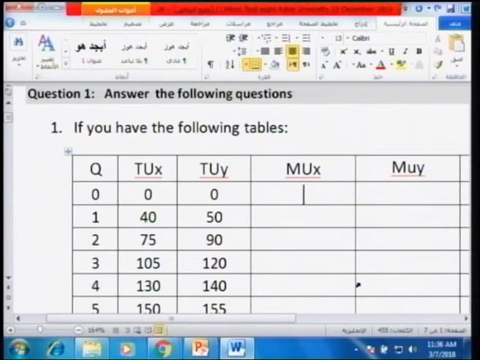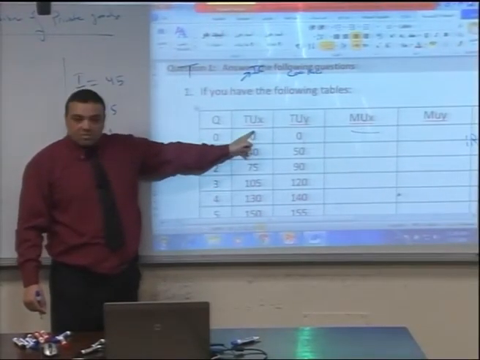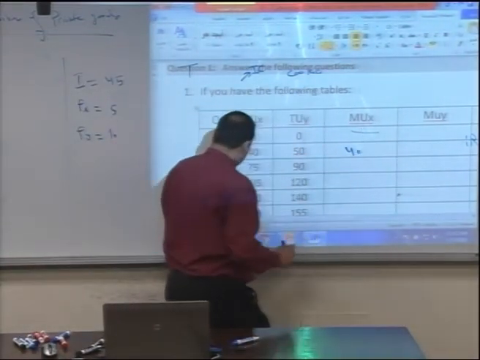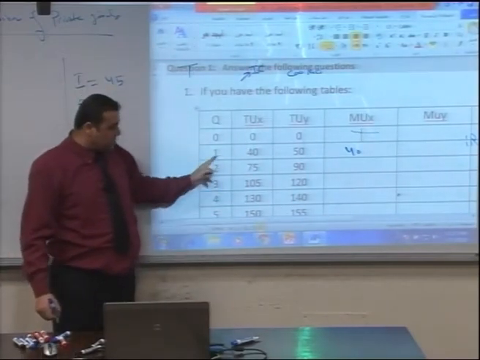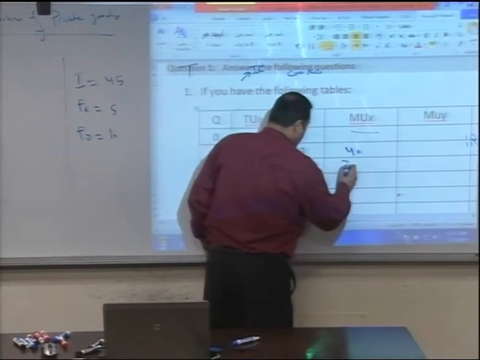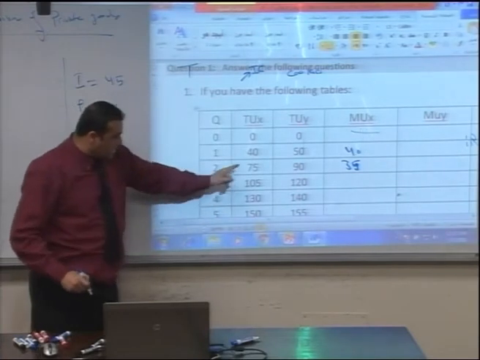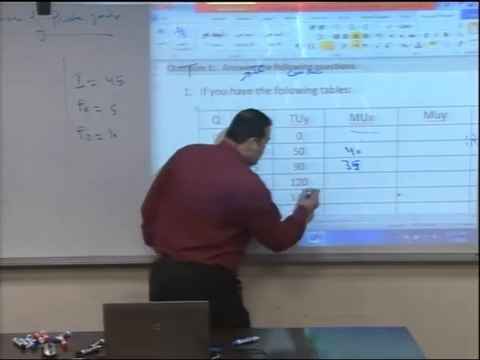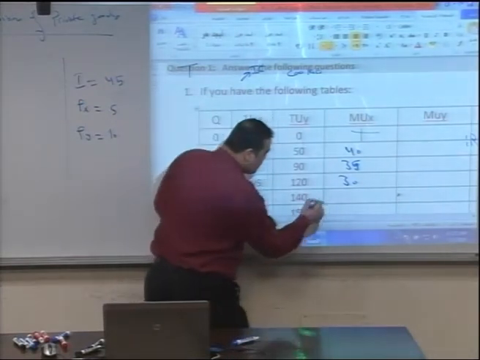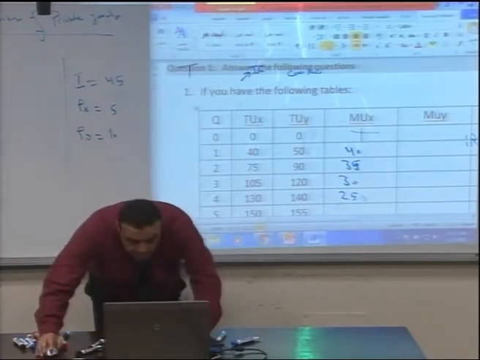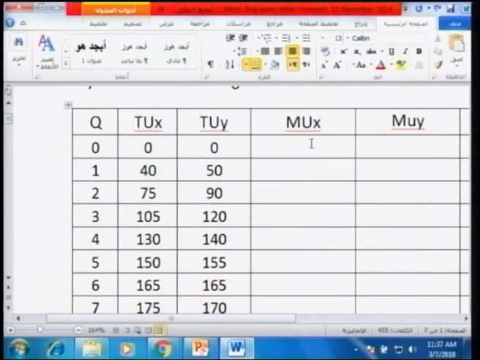Here's the marginal utility of X. 40 minus 0 over 1 minus 0. 40 minus 0, 40, over 1 minus 0, 1. 40 over 1, 40. 75 minus 30 over 2 minus 1, 35. How much is this? 30, 25. And then let's fill it. Okay, dash.